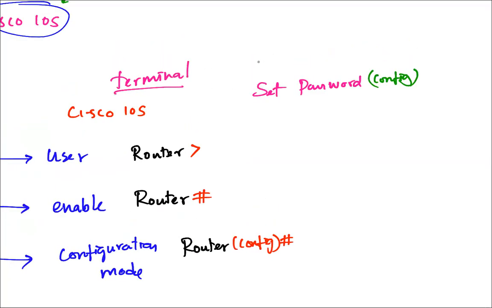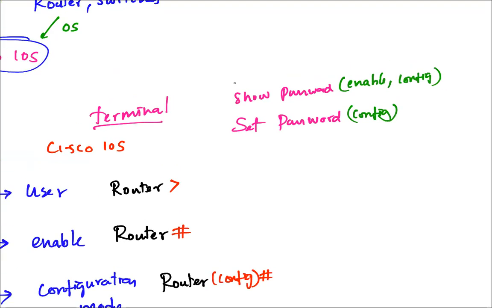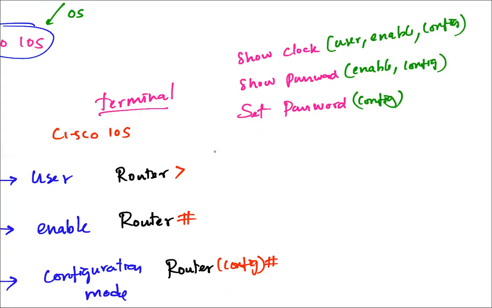Whereas show password works in the enable mode as well as in the config mode. What is the other command that we were using? Show clock. That works in all the modes, right? User, enable, and then config. You got the point? Okay.